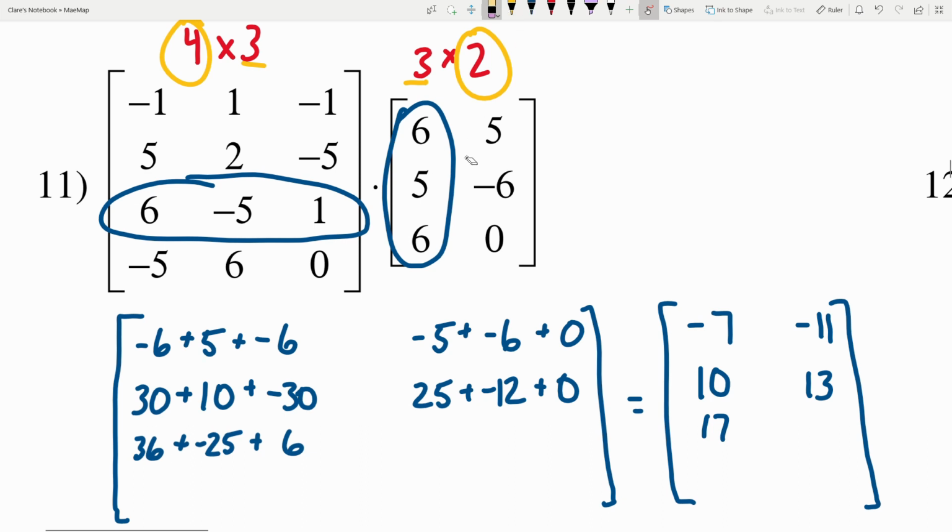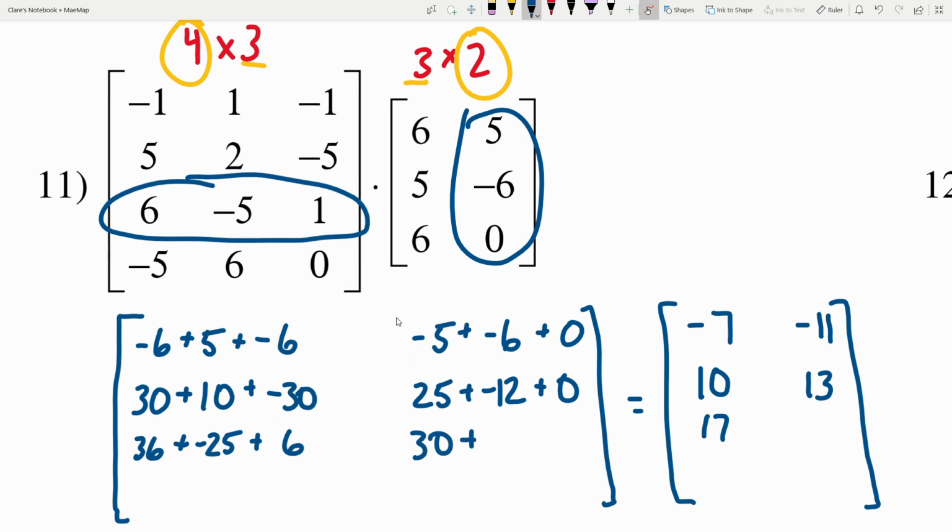And then dotting that third row with the second column, 6 times 5 is 30, plus negative 5 times negative 6, which is a positive 30, and then 1 times 0, which is 0. 30 plus 30, that's going to be 60.